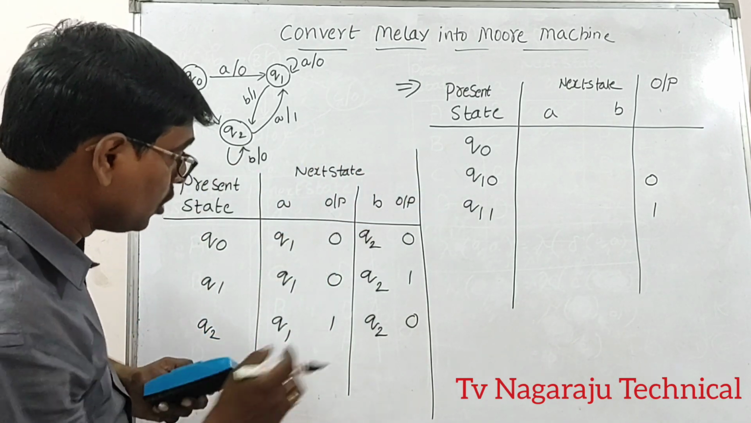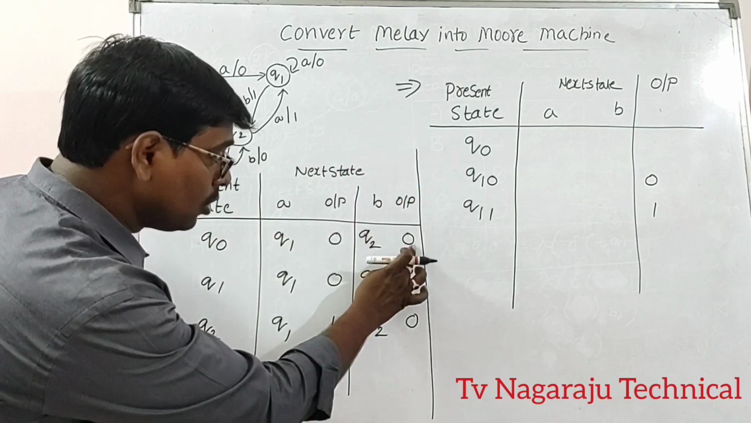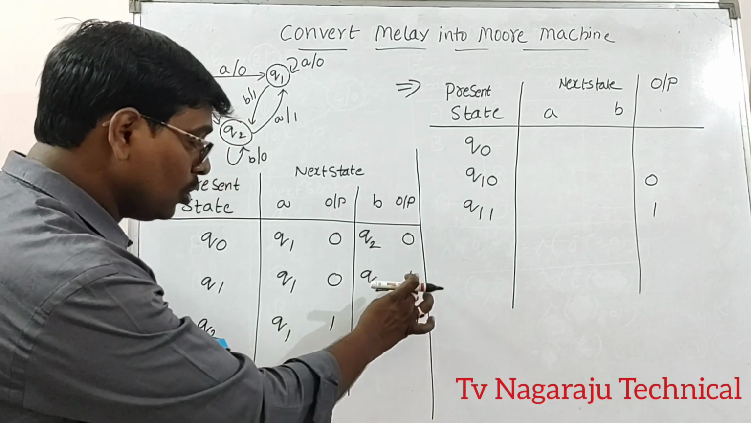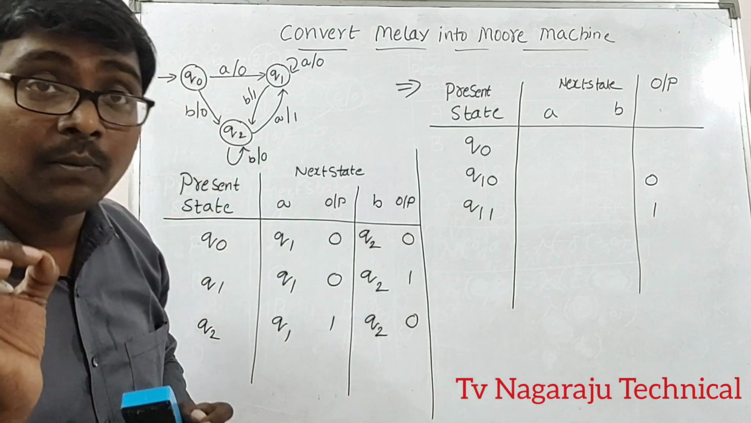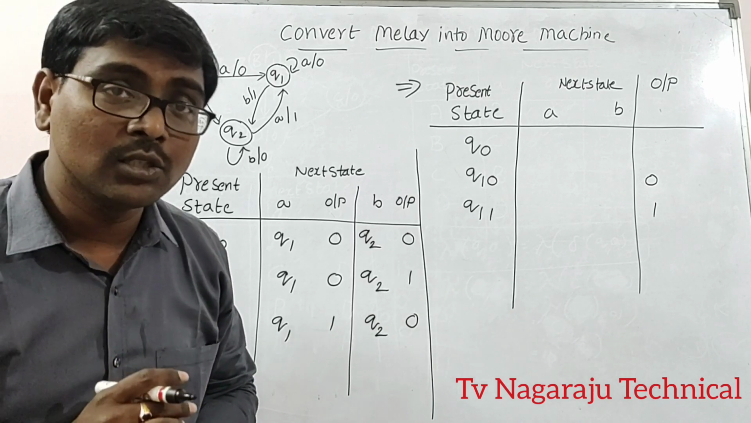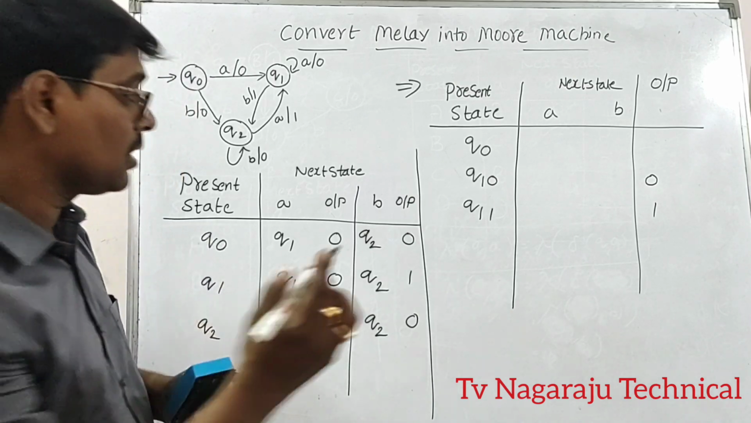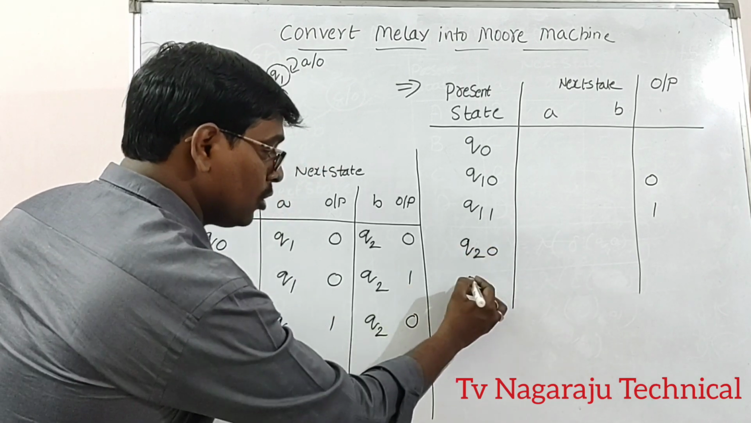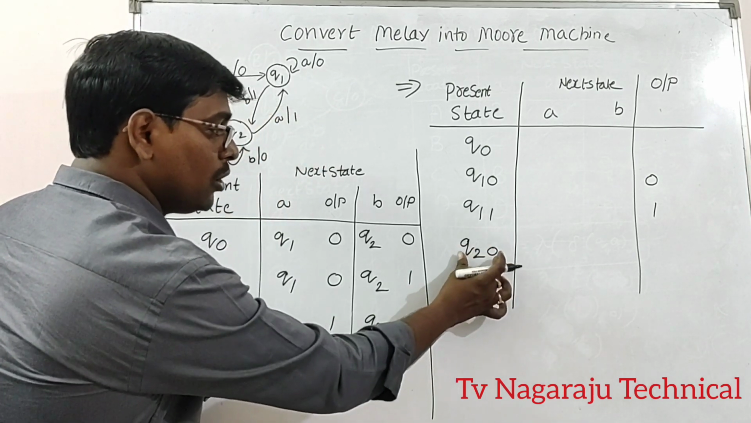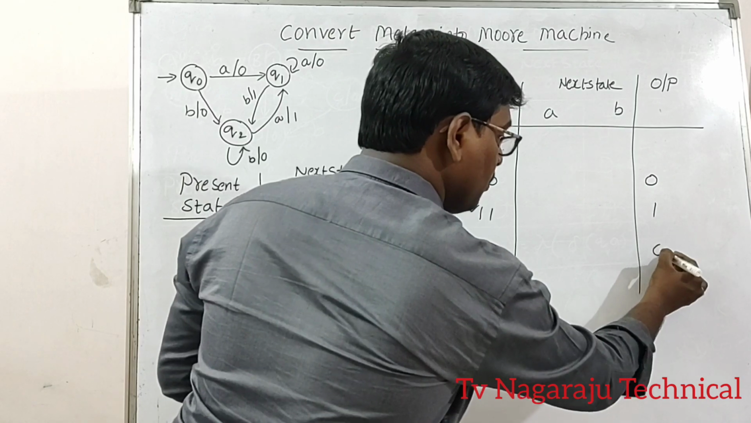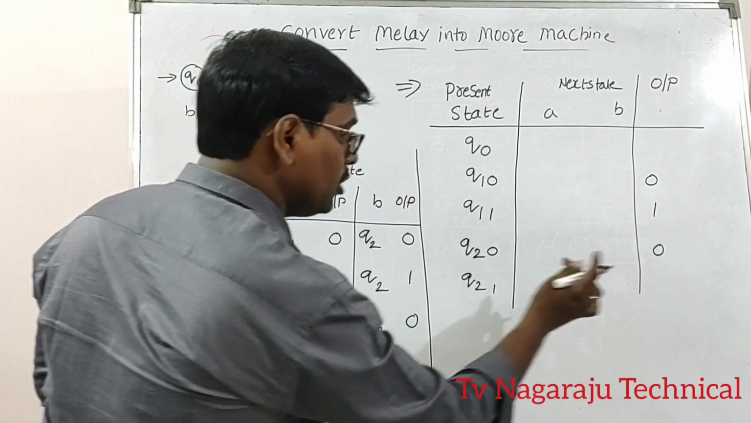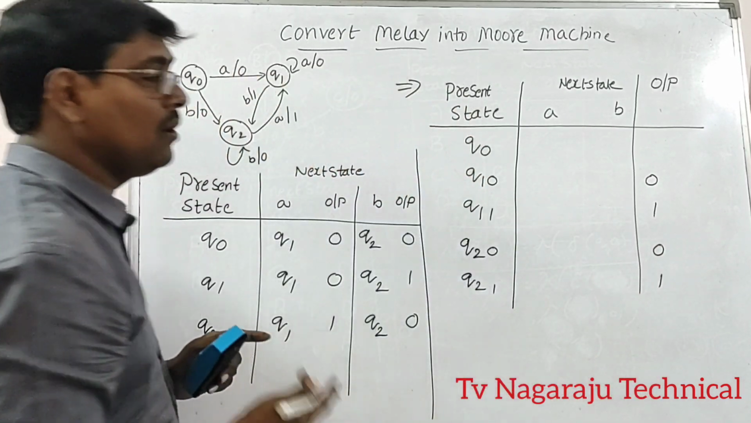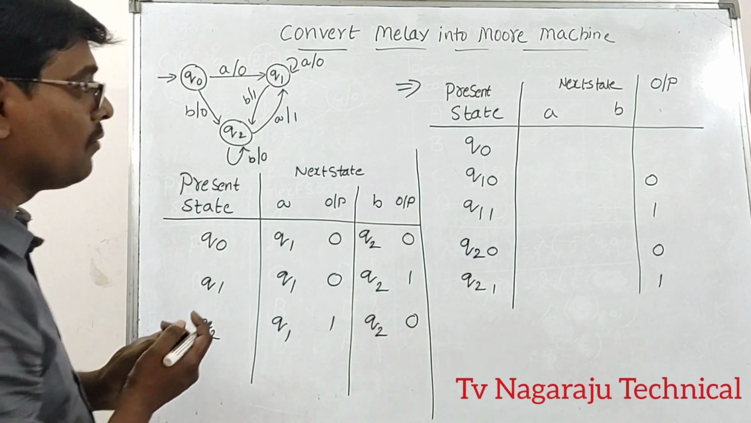Now check for Q2. Here Q2 with output 0 is available. Q2 with output 1 is available. That means Q2 also has different states. Now what you need to do? Q20, Q21 fixed. Q20 with an output of 0, Q21 with an output of 1.